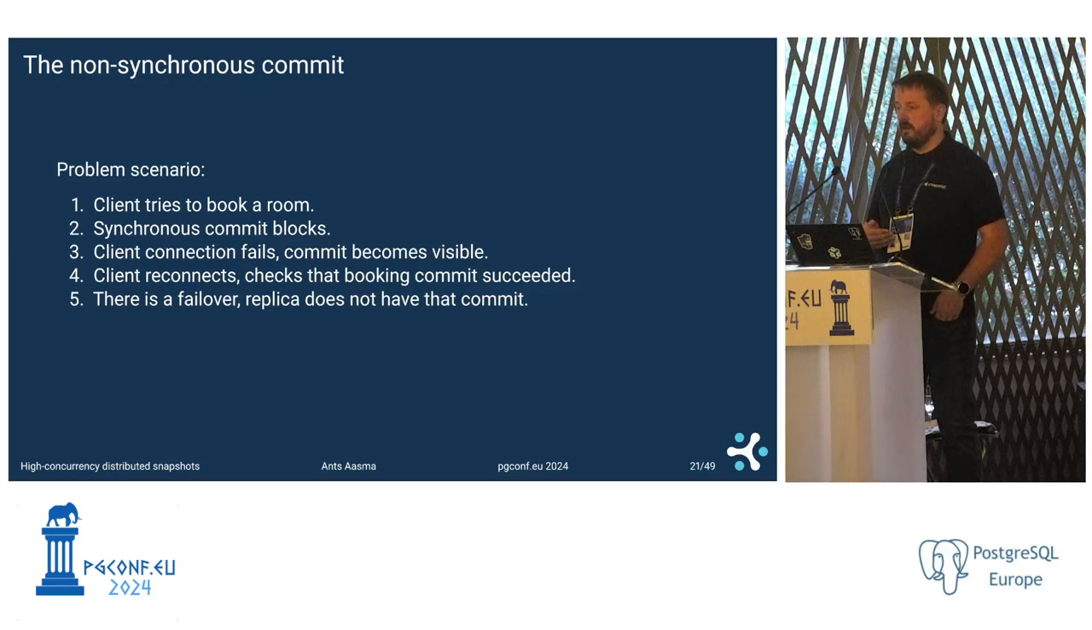But now if the client disconnects for some reason, there is a timeout, the network connection fails, whatever reason there is, this connection will go away. This means also that the running transaction goes away, which means that this commit will become visible on the primary. And if there is a failover at this point, then somebody might see this commit as visible, and then we fail over to a synchronous replica and the commit goes away.